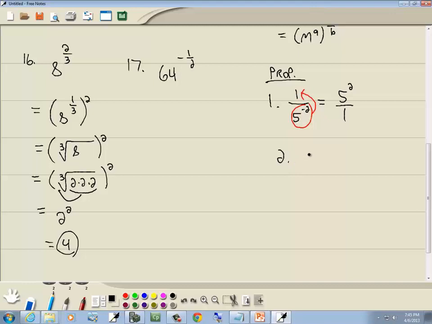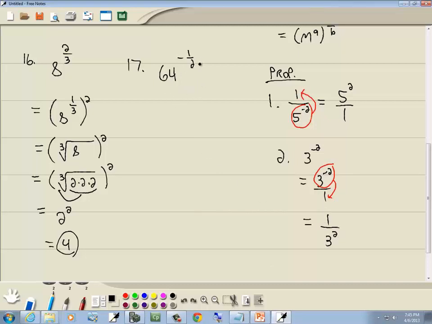Now if we start out with something like this, 3 to the negative 2, in order to move it opposite of where it's at in a fraction, you have to put it into fraction form. So this would become 3 to the negative 2 over 1. And again, we're going to move the part with the negative exponent opposite of where it's at in a fraction. So we'll take 3 to the negative 2 downstairs to the denominator, and it becomes 3 to the positive 2. Well, that's what we're going to do here.